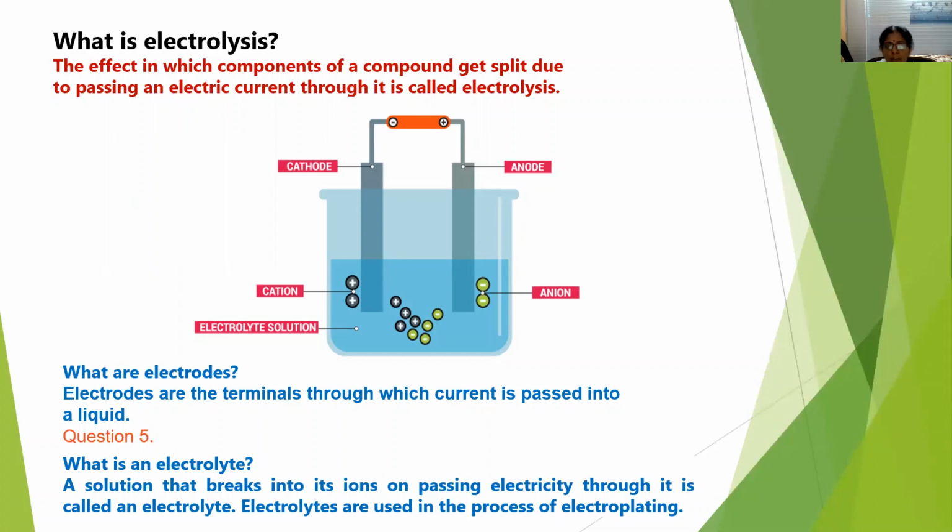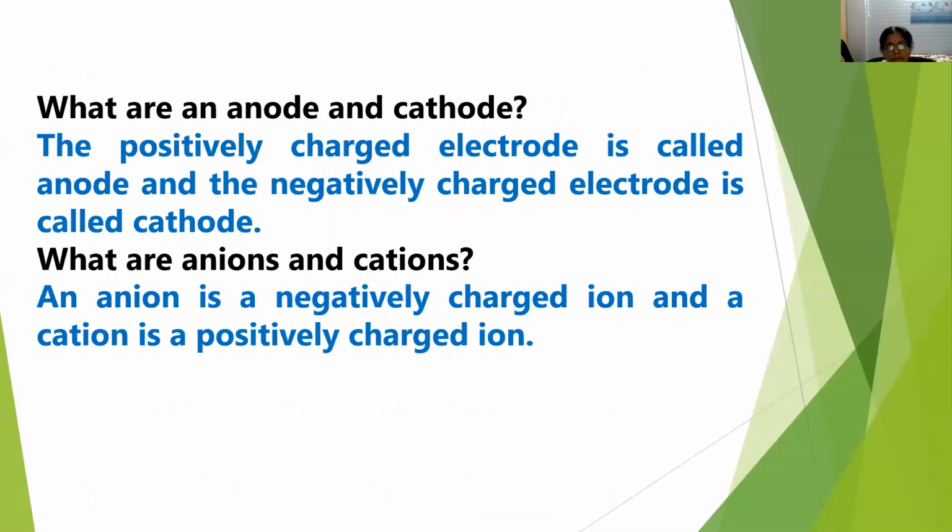And what are electrodes? Electrodes are the terminals through which current passes into a liquid. What is an electrolyte? An electrolyte is a solution that breaks into its ions on passing electricity through it. This electrolyte, we have learned, is used in the process of electroplating. Now, what are anode and cathode? The positively charged electrode is called the anode, and the negatively charged electrode is called the cathode.